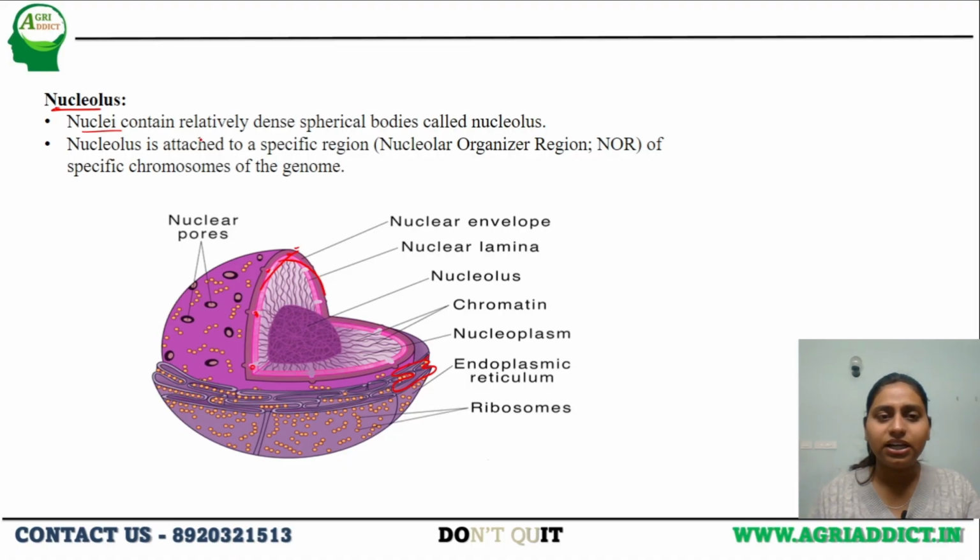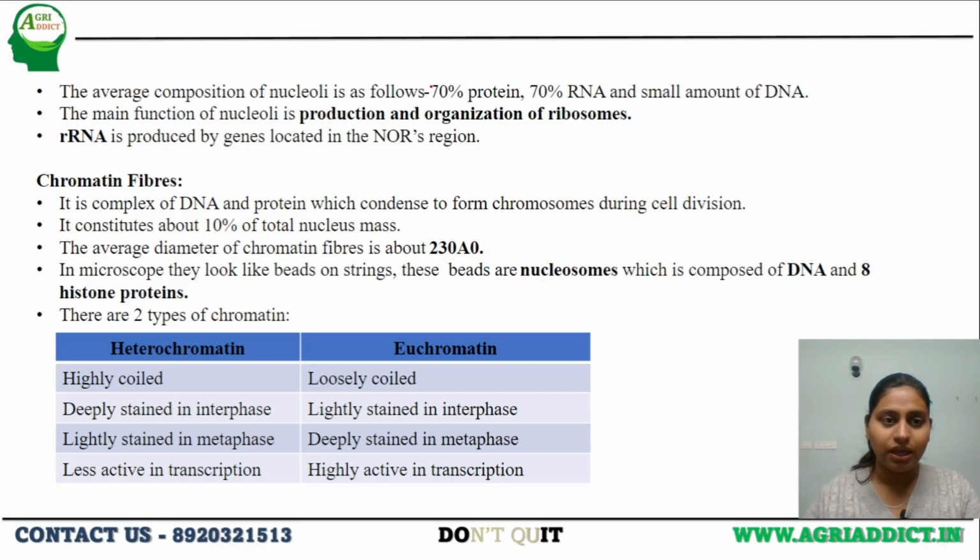Nuclei contain a relatively dense and spherical structure which is called the nucleolus. This is the nucleolus. It is comparatively dense and very dark in appearance, and it is responsible for the synthesis of the ribosomes. It is composed of 70% protein, 70% RNA, and a small amount of DNA is present within the nucleolus, and the major function is the production and organization of the ribosomes.